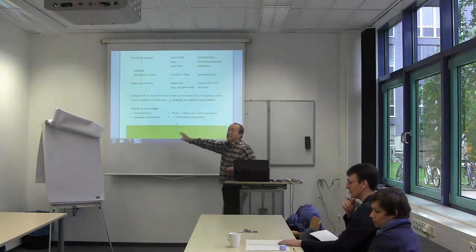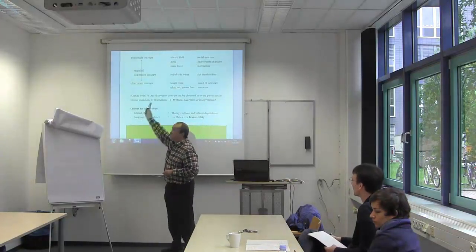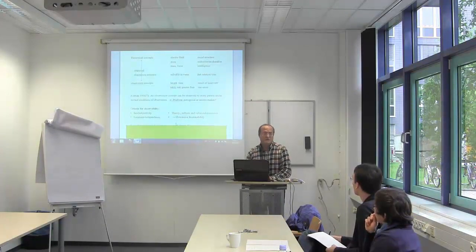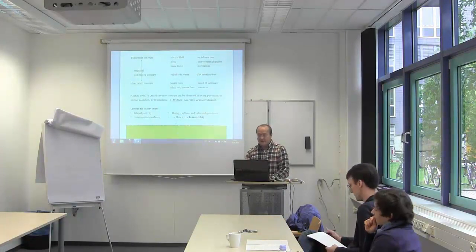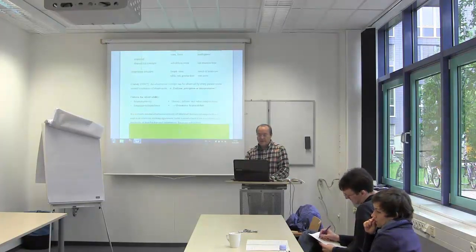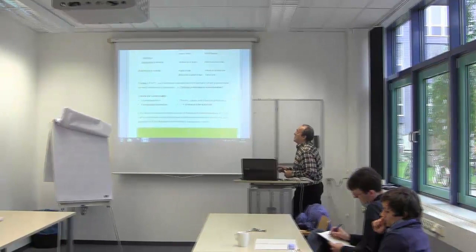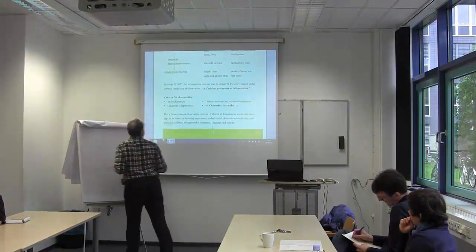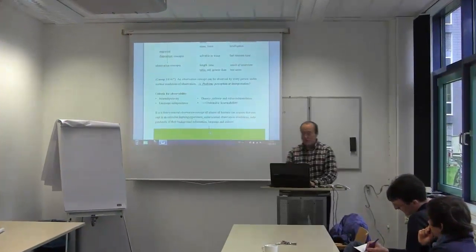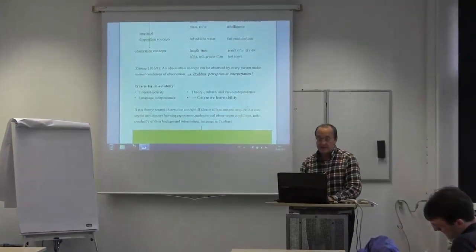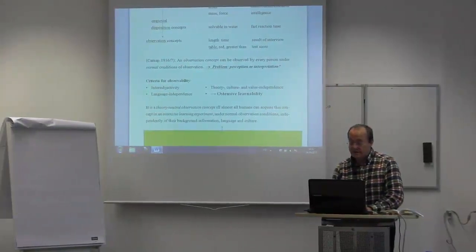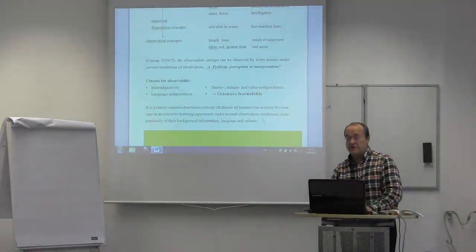They would somehow fit in between in this gradation scale, but that wouldn't say much about their nature because they have particular features. Anyhow, what I end up with is the following characterization. Concept B is a theory-neutral observation concept if almost all humans can acquire this concept in an ostensive learning experiment under normal conditions of observation, independently of the background information, language and culture.